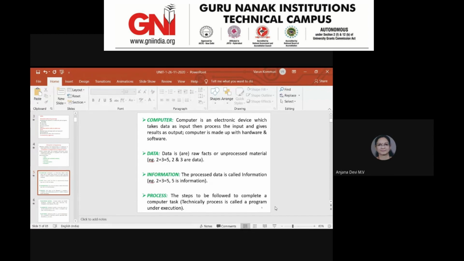While executing the program, it will be done in the processor. So the program under execution is called a process. Here we have data, information and process. The data will be processed to get the information. So this is the order we need to follow: you give the data as input, then it will be processed, and then you will get the information as output. So this is about data, information and process.